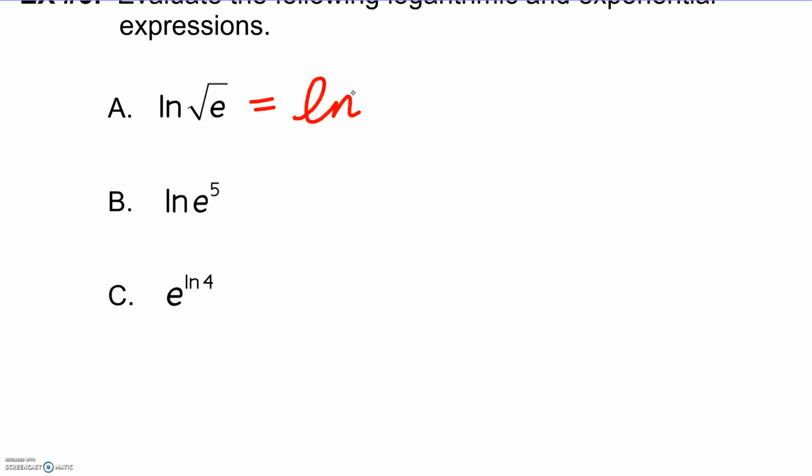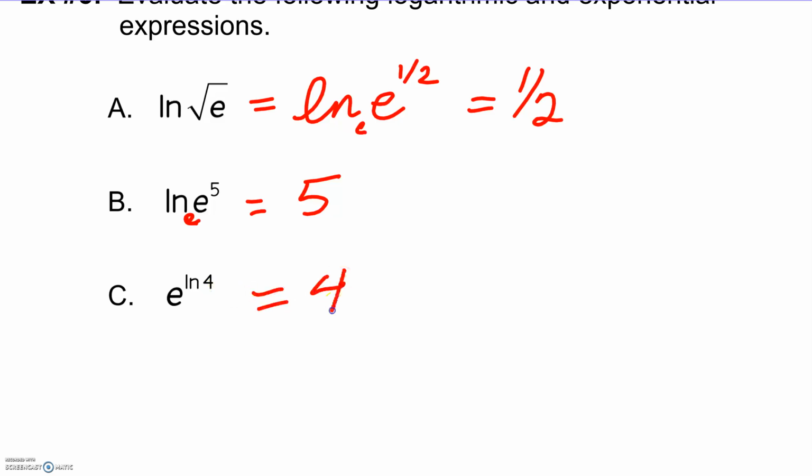So the natural log of square root of e is the natural log of e to the 1/2. Remember, the base is e, the base of this exponent is e, so those cancel each other out. You just get 1/2. Natural log of e to the 5th, base is e, this is e here, cancel out, that would just be 5. And then here, this is e to the natural log of 4, which is just going to be 4.